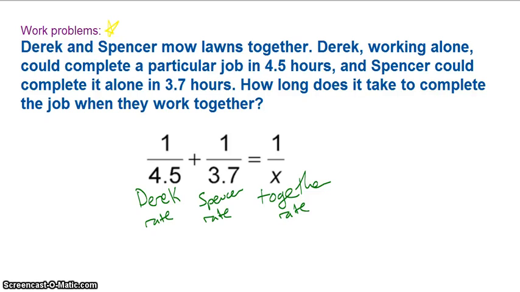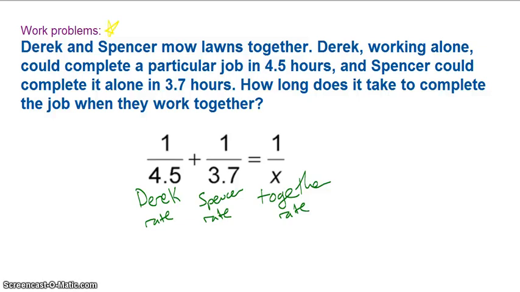The mixture ones show up a lot in like a chemistry type class, but these just show up a lot in general, I think. So if I had Derek and Spencer mowing lawns together, and if Derek worked by himself, he could complete a particular job in 4.5 hours, whereas Spencer could complete the same job in about 3.7 hours. How long would it take to complete a job if they worked together?